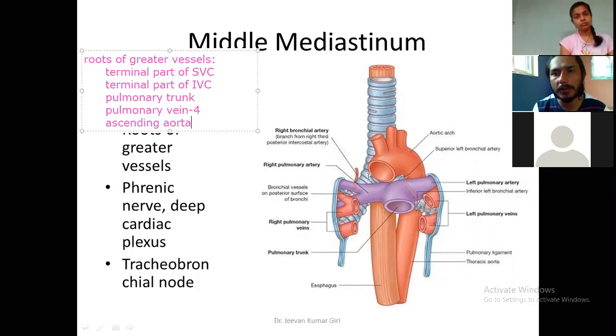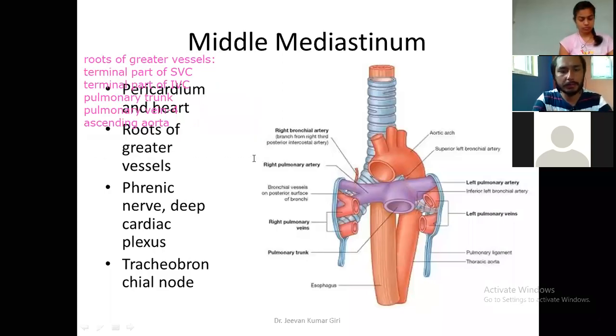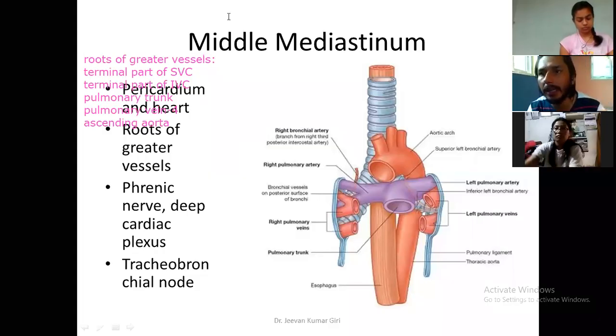Then one more structure you will see is the trachea. Can you see this trachea here? This trachea you will see in the superior mediastinum. Now the trachea will divide or bifurcate into two, and the right and left principal bronchi you will see here. Now after tracheobronchial lymph nodes, you will see the terminal part of the trachea into right and left principal bronchi. You write.